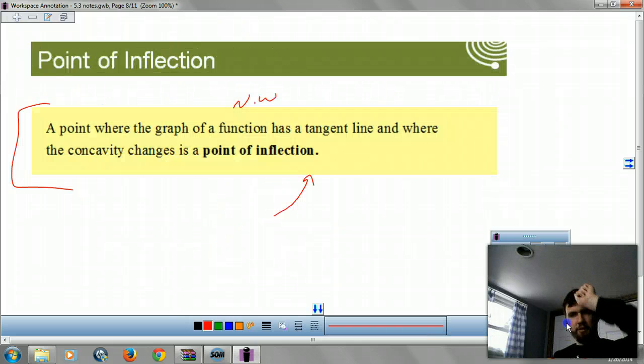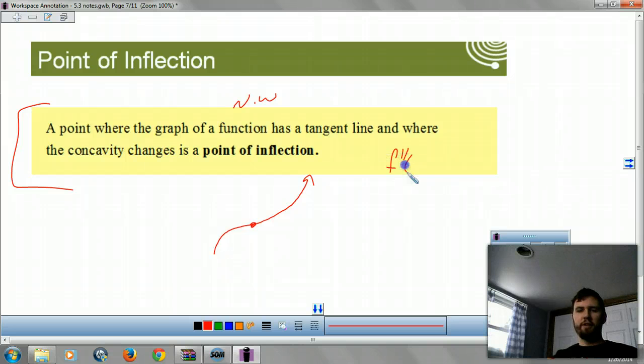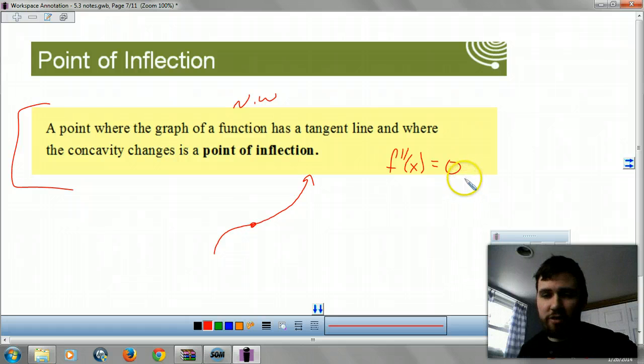Also, this is going to be where your second derivative equals 0 and the concavity changes.